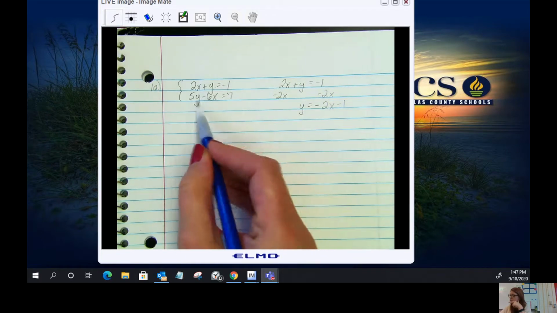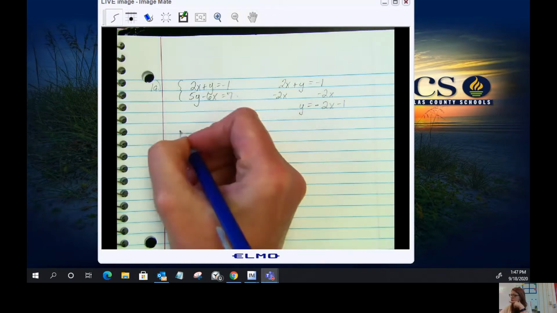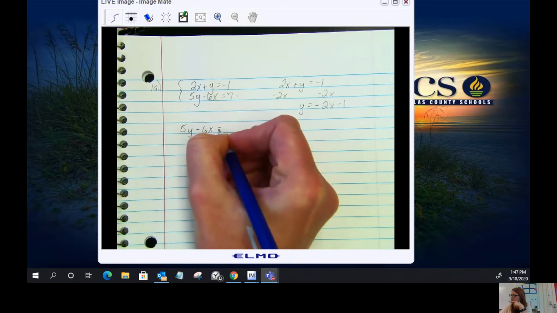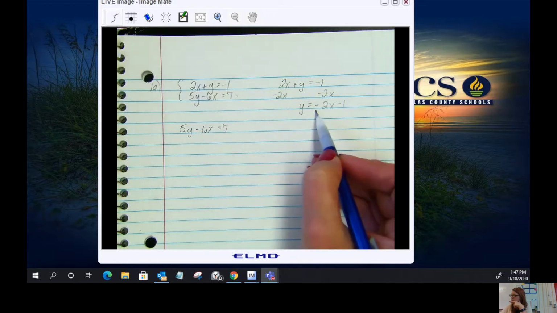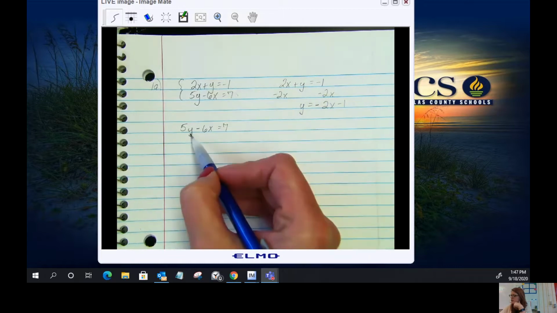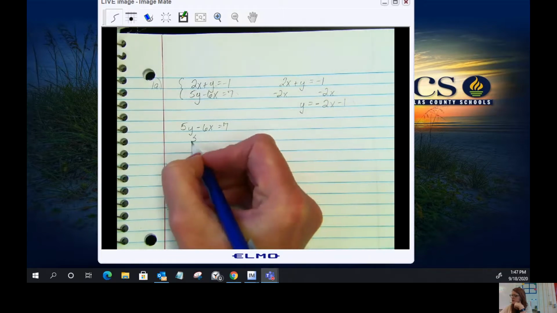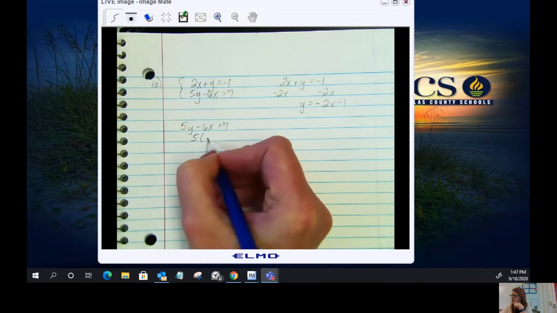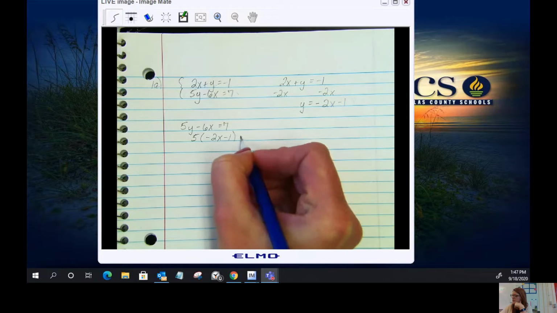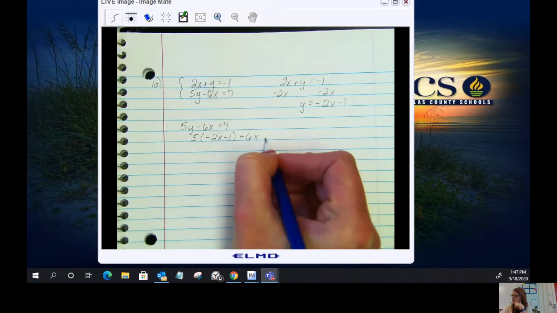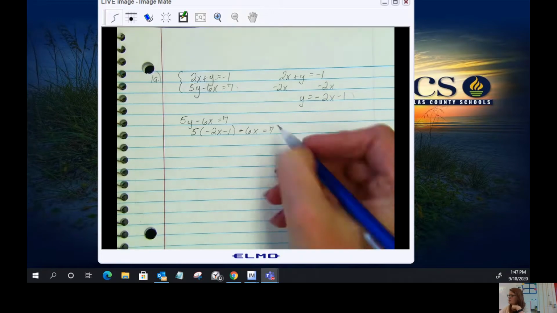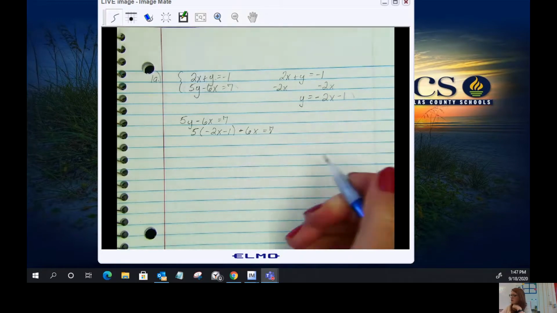So what I'm going to do is grab my second equation, 5y minus 6x equals 7. But what I'm going to do is substitute this -2x minus 1 in for y. So I will have 5 times (-2x minus 1) minus 6x equals 7. And now I've just got some cleaning up to do, and I'm going to solve for x.